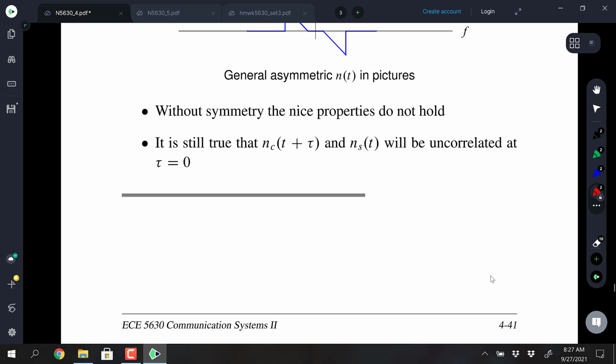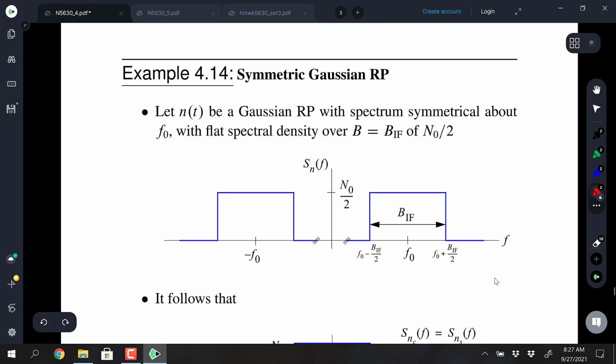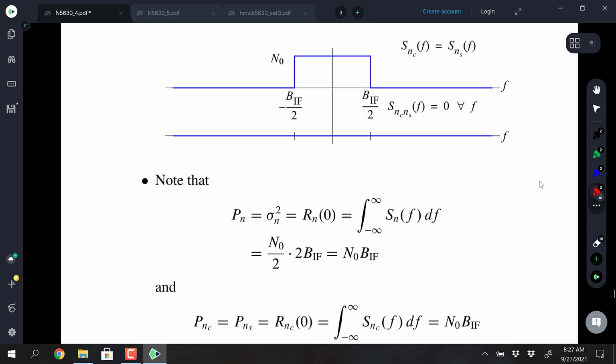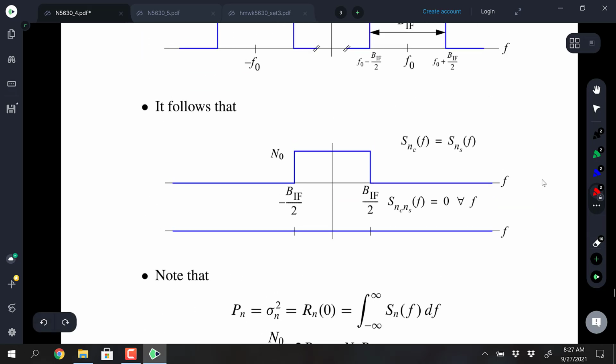So just emphasizing what I already said, the second bullet there just says that they're still uncorrelated at tau equal to 0. So suppose now that we have a symmetric Gaussian random process. We're just going to take the simplified case where it's perfectly symmetrical. We have some IF bandwidth B_IF, centered at f0 and minus f0. If you look at what's happening at baseband, we have this perfect rectangle and nothing for the cross spectrum because it's equal to 0 for all frequency.